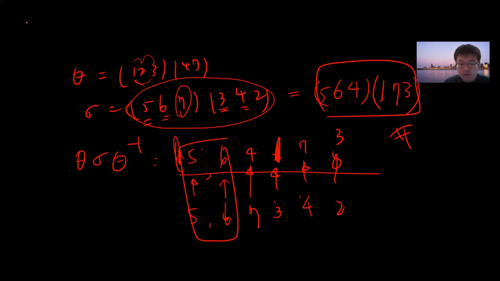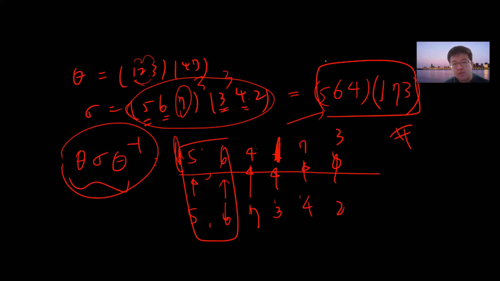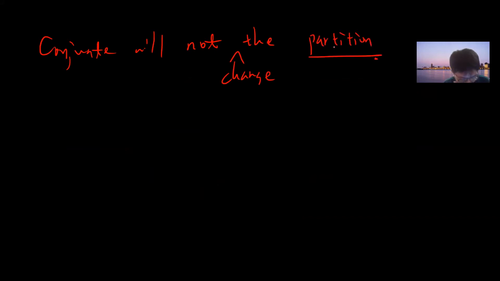By this algorithm, if you multiply this out, the answer will still be a cycle, a 3 3 partition. This is a 3 3 partition. So it tells you that the conjugate will not change the partition. Basically this lemma proves what we want.